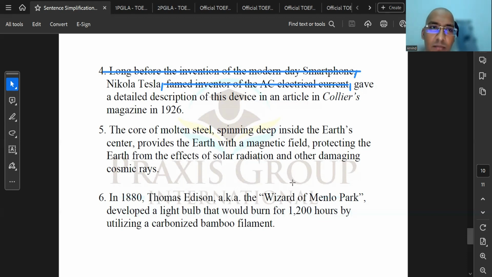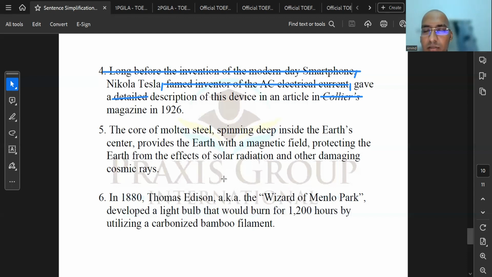Okay, the third step is to eliminate adjectives and adverbs. Adverbs are the easiest, words that end in ly. There are none. Adjectives, they are describing a noun. Collier's magazine. Collier's can be eliminated. That is an adjective. Also, detailed description. Detailed can be eliminated. And no adjectives anymore.